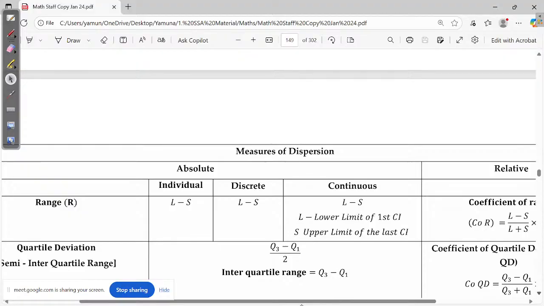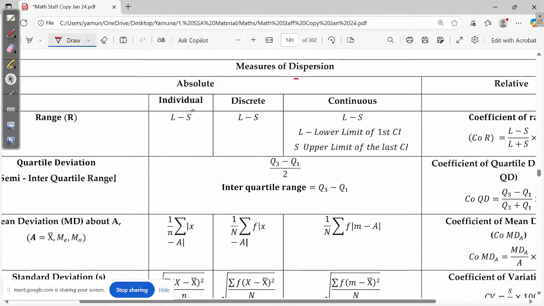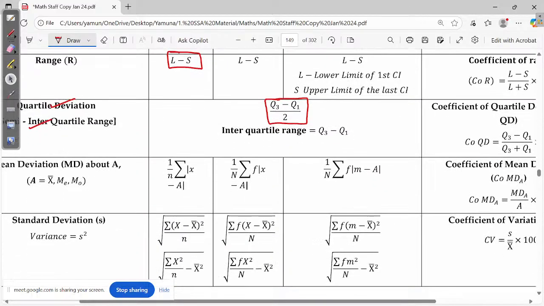So what are the formulas we have? Please join with me here in the board. Range, only for individual observation: L minus S. Quartile deviation: Q3 minus Q1 divided by 2. The other name is semi-interquartile range. I'll discuss everything in detail; I just request you to make a note alone. Mean deviation: 1 by n summation modulus of x minus a. Standard deviation: root of summation x minus x bar the whole square divided by n.